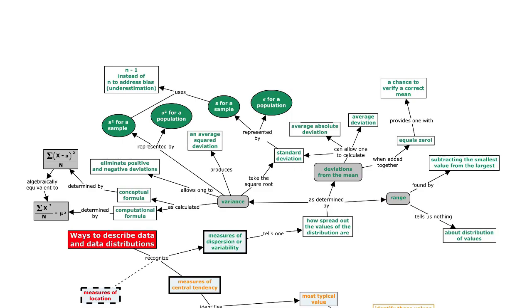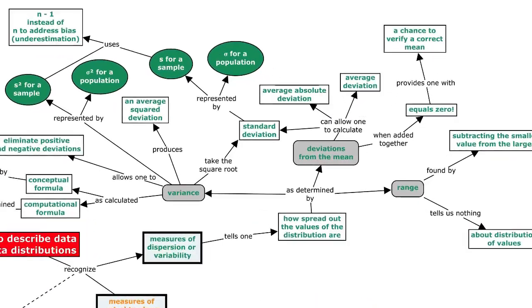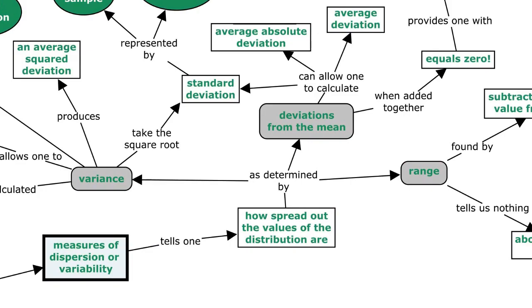And like the measures of central tendency, where there were three particular characteristics we could use to describe the central tendency of the distribution, we have, in our textbook anyway, three different characteristics that we can use to describe how spread out the values of a distribution are. And those ideas are variance, deviations from the mean, and range.